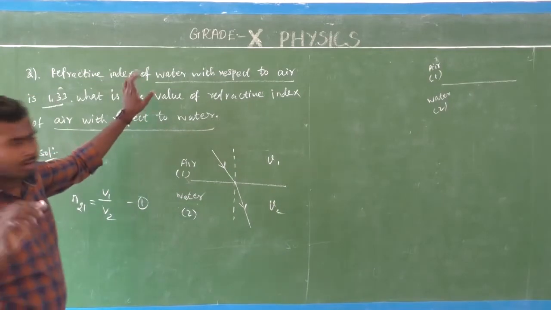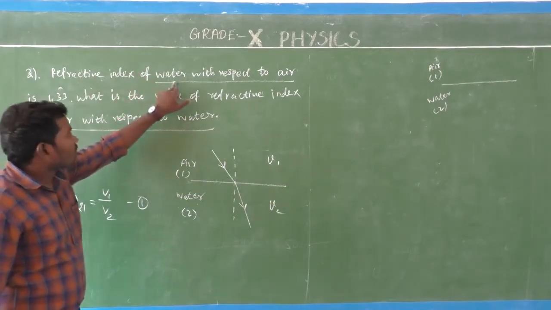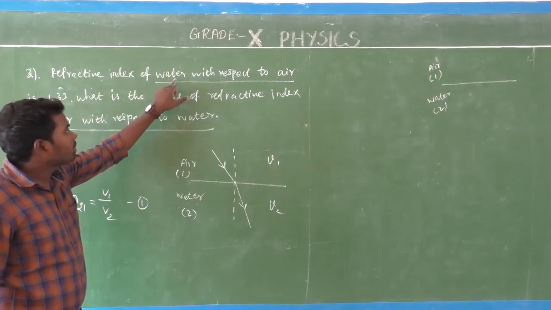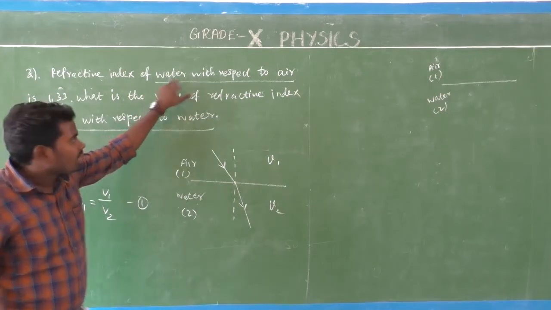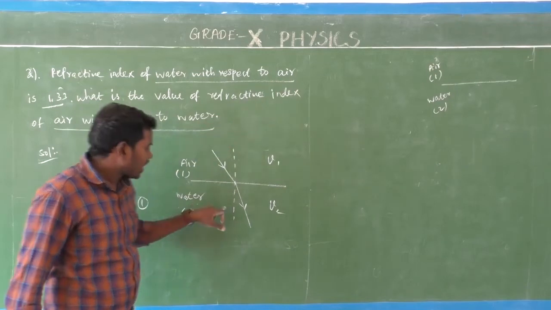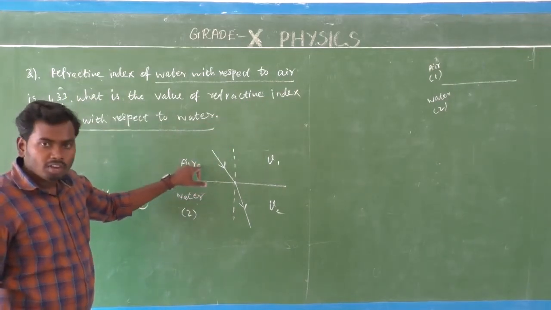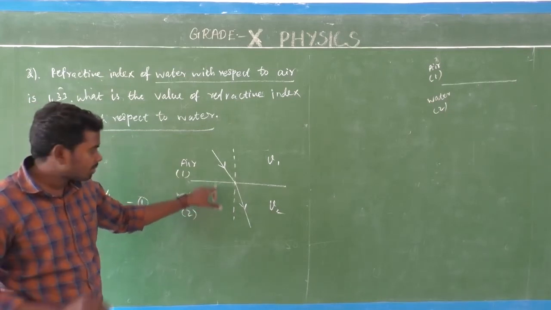Read carefully. Refractive index of water with respect to air. Which medium brings the light? Water medium brings the light that is coming from air. Here light comes from the first medium to the second medium. Am I right? First medium to second medium.